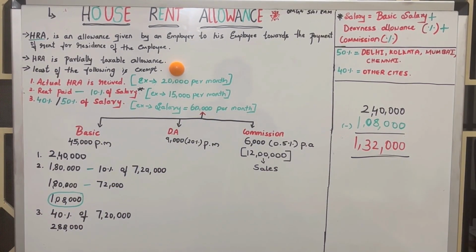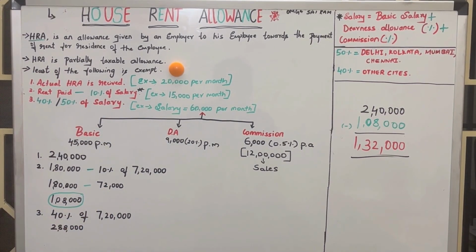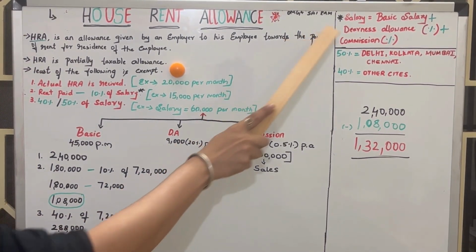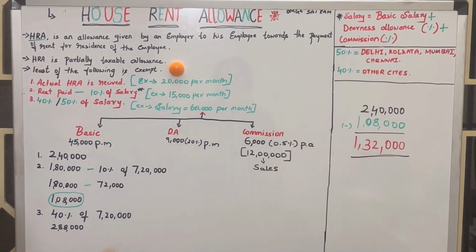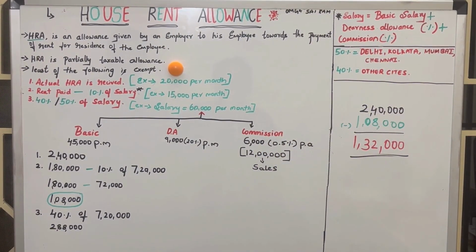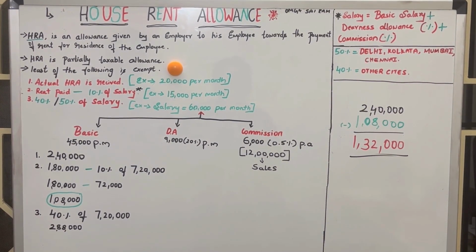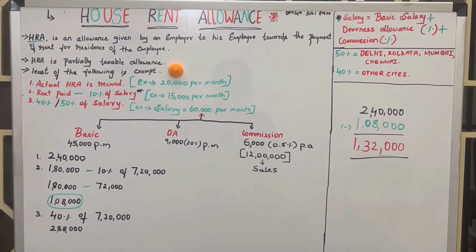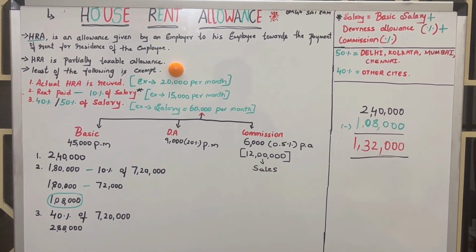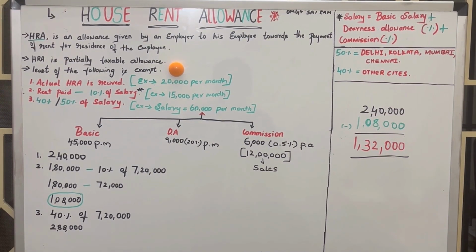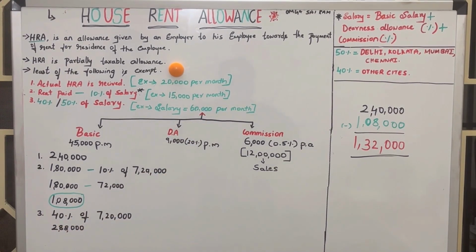What is the second point? Rent paid minus 10% of salary. Now, how to calculate this salary? Salary includes basic salary plus dearness allowance percentage plus commission percentage. Percentage DA means if it is received as a part of retirement benefit, and commission percentage means if commission is received as a part of turnover or sales. That is the second point. And let's say for example the employee is paying rupees 15,000 per month as rent.